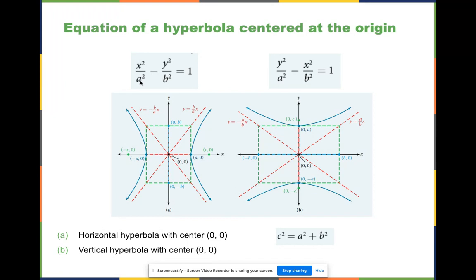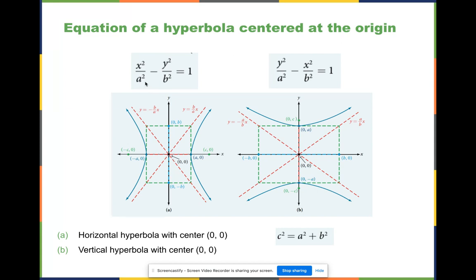So for an ellipse, the a squared term was always bigger. Not the case for hyperbolas, okay? The a squared term always goes with the transverse axis. Whichever term is positive, here it's x, and it opens along the x-axis. Here it's y, and it opens along the y-axis, has the a term. The positive term is always the transverse axis, whether it's x or y. Okay?